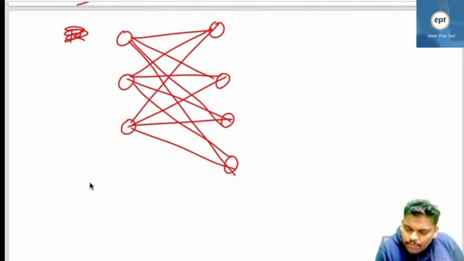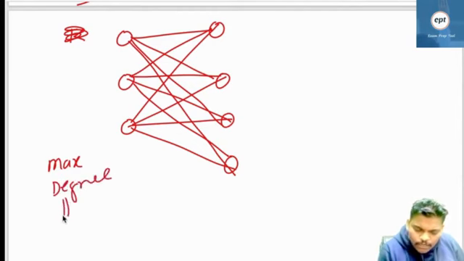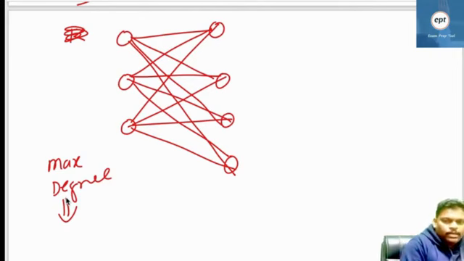Now listen. Is it a bipartite graph? Can you help me find out what is the maximum degree? Please find out the maximum degree.